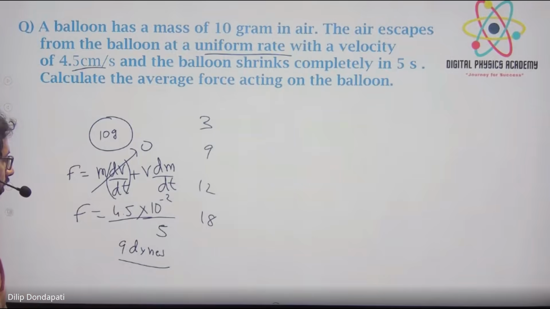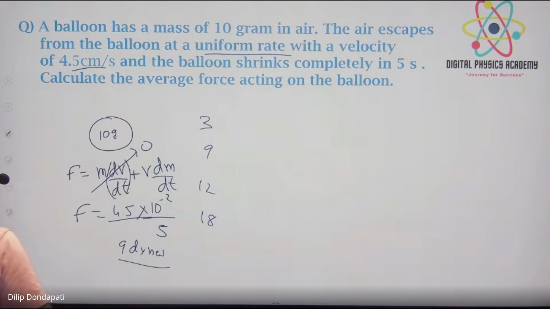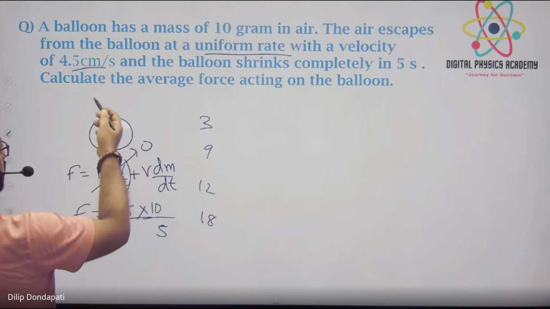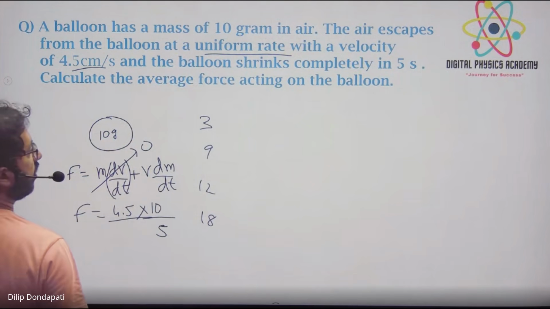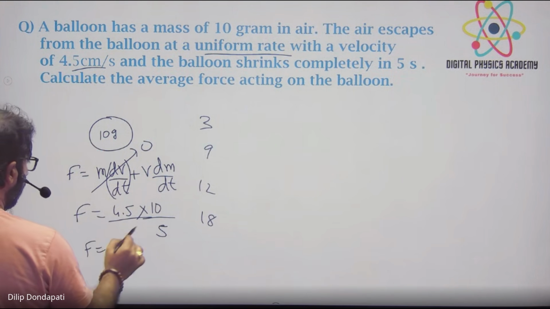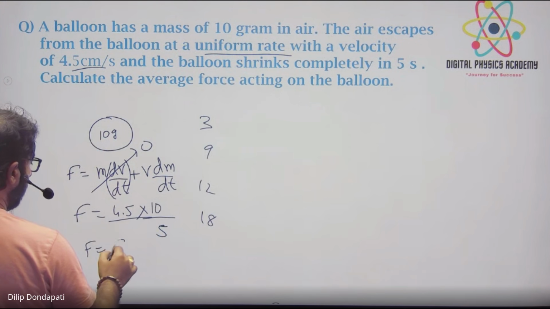Sir, why 10 power minus 2? आपको ग्राम्स में दिया ना? Ok, 10 only you can use, right? Yes, sorry. So directly no need of converting. Yes, sir, it will be 10 power minus 2. If you are converting in dynes, it will be 4.5 into 10 power minus 2 by 5. No need here because dynes में centimeter all of the SI units इसमें है ना? So कितना होगा? F equal to 45 by 5 is 9.